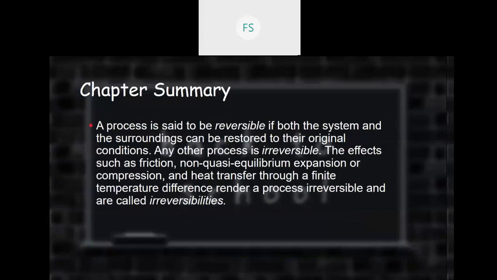Then a process is said to be reversible if both the system and the surroundings can be restored to their original conditions. Any other process is irreversible, in brackets, real. The effects such as friction, non-quasi-equilibrium expansion or compression, and heat transfer across a finite temperature difference render a process irreversible and are called irreversibilities. Or in other words, irreversibilities are the factors that cause the process to be irreversible.